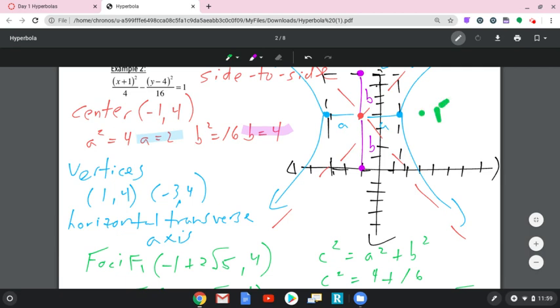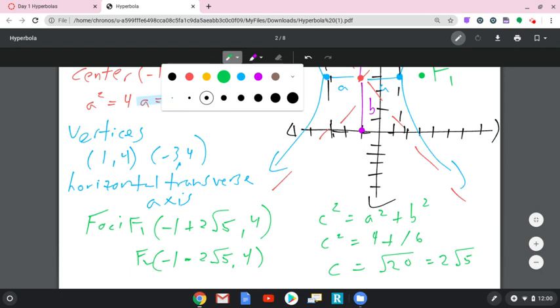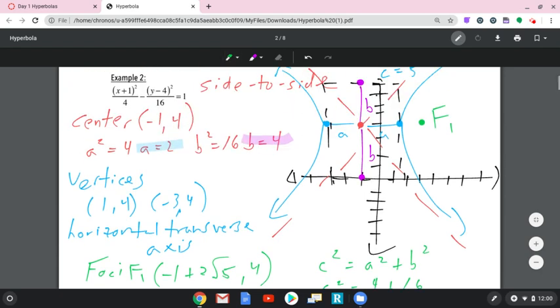So that would be foci 1. And then for my other one, foci 2, it would be -1 minus 2 root 5, and that would be approximately -5.47. So I'm just going in the opposite direction: 1, 2, 3, 4, 5, and 0.47. And that would be foci 2. And you would be done.